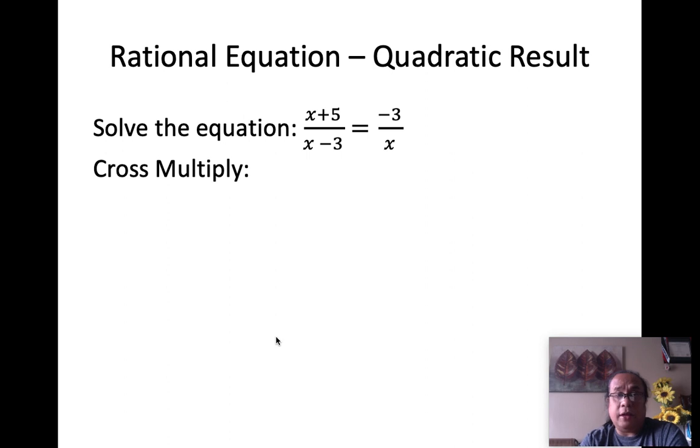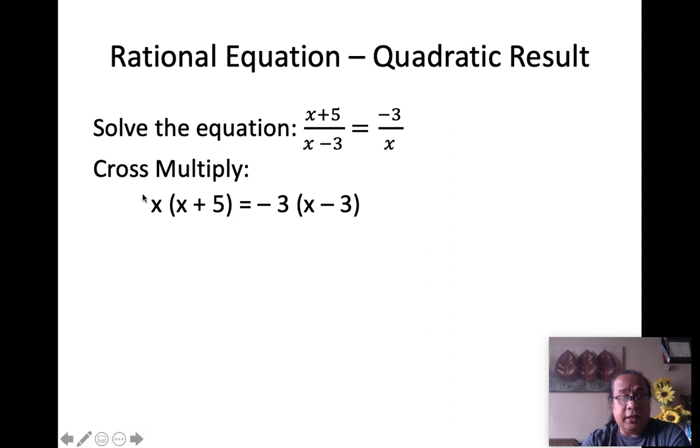Okay, so if I cross multiply, that's going to be x times x plus 5 and negative 3 times x minus 3. And then when you multiply here, x times x would be x squared, and x times 5 would be 5x, right? And then the other side would be negative 3 times x is negative 3x, and negative 3 times negative 3, well, minus 3 equals positive 9. Now, okay, this is the difference.